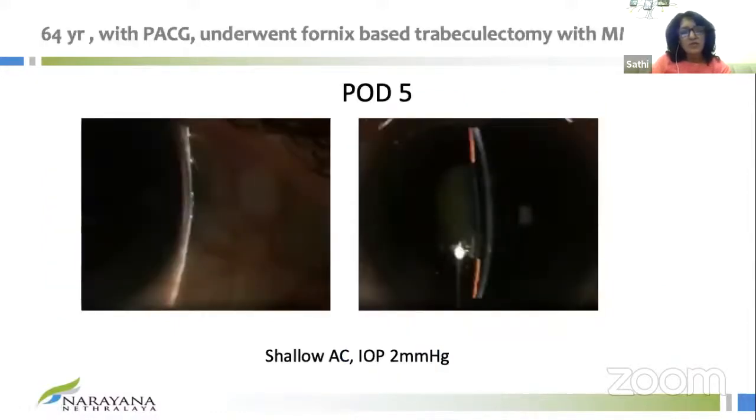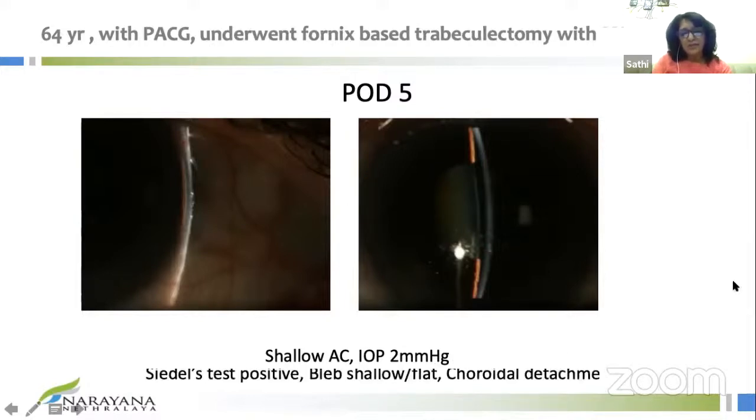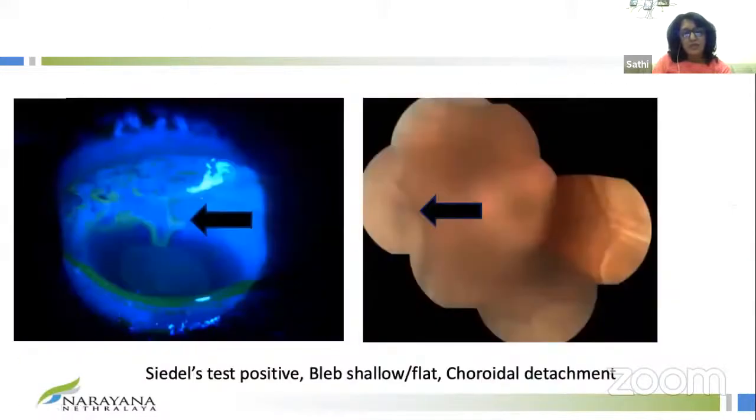So this was a 64-year-old patient who had primary angle closure glaucoma and underwent a fornix-based trabeculectomy with mitomycin C. And on the 5th postoperative day, the patient presented with this shallow anterior chamber. Both in the periphery as well as centrally, you can see that there's a shallow chamber. The intraocular pressure was 2 millimeters of mercury. On examination of the bleb at the slit lamp, the bleb was found to be relatively flat, and you can see that there is a leak happening at the edge of the conjunctiva. The patient was also noted to have peripheral choroidals.